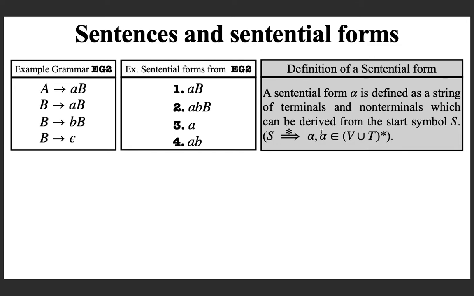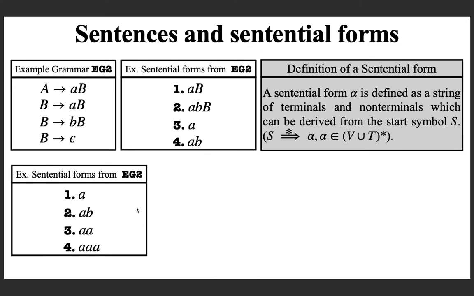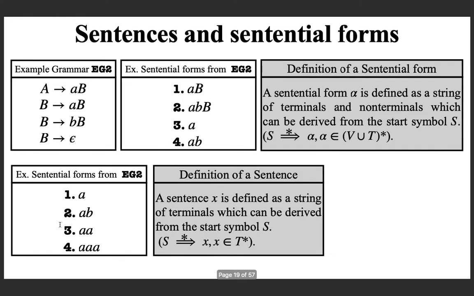Now we can see examples of sentences. Here you can see examples of sentences. The only difference is that here it is a string of terminal symbols. Non-terminals are not allowed, and that is the only difference. Otherwise the definition is the same. A sentence X is defined as a string of terminals which can be derived from the start symbol. That means you can derive the string of terminals X from the start symbol using 0 or more steps. Star stands for 0 or more.